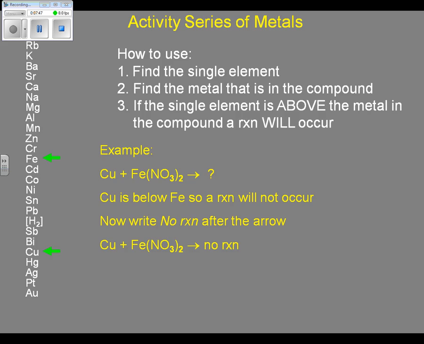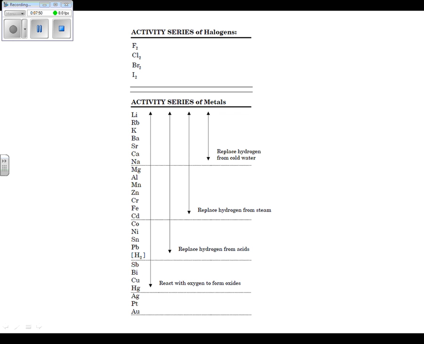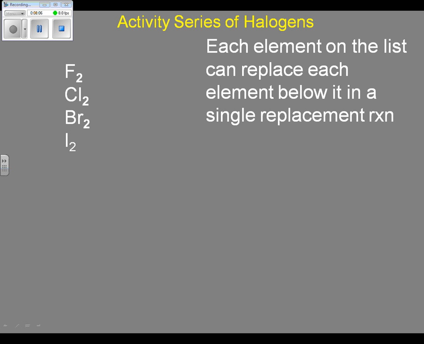Okay, now what we want to do is look at the activity series of the halogens. That's going to be at the top of our activity series chart here that you have. And so that's the one with F2, Cl2, Br2, I2. All right. Each element works exactly the same. Each element on the list can replace each element below it in a single replacement reaction. If your single element is a halogen, then you have to use the activity series of the halogens. So that's how you know which one to use.